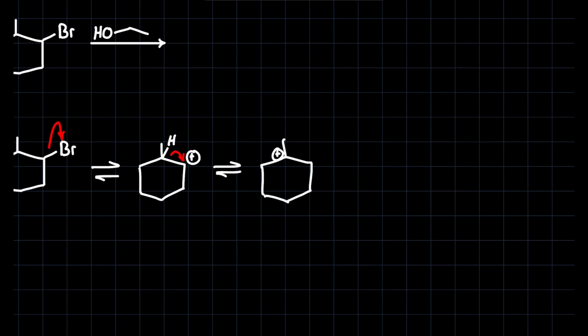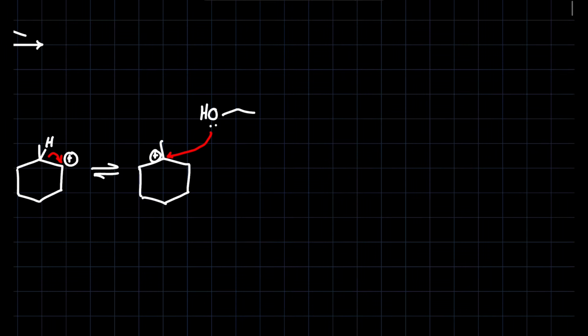Now that we have our carbocation on the tertiary position, we also have to remember that we have ethanol floating around in our solution. If you remember from earlier, the lone pairs on the oxygen of that ethanol act as our nucleophile. So we'll see the lone pairs of the oxygen attack that carbocation, and in doing so we create a new carbon-oxygen bond. In this reaction, we can see that we formed that new carbon-oxygen bond.